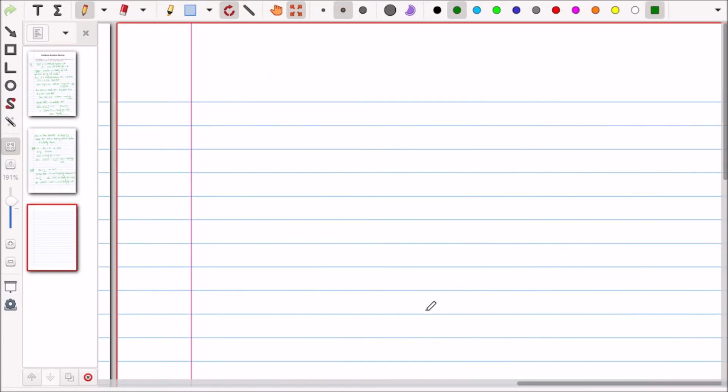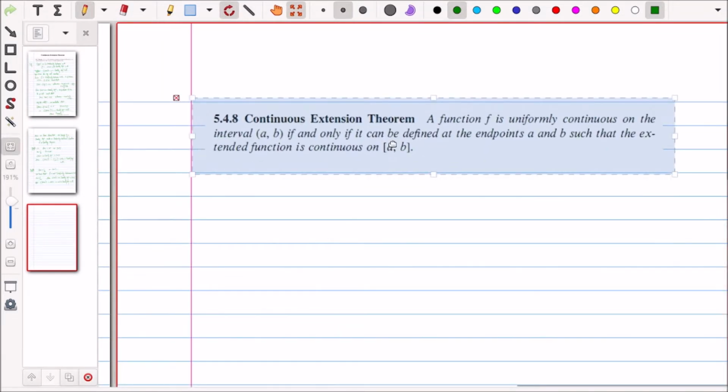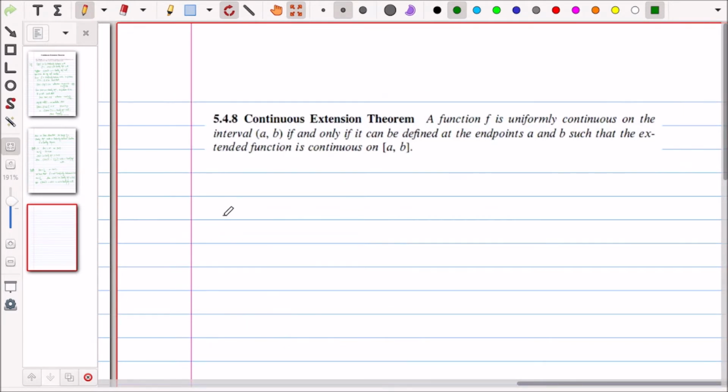So now let us move to the continuous extension theorem. What this theorem says is that a function is uniformly continuous on an open interval if we can extend that function to a continuous function on the closed interval ab. So this is a very important theorem.